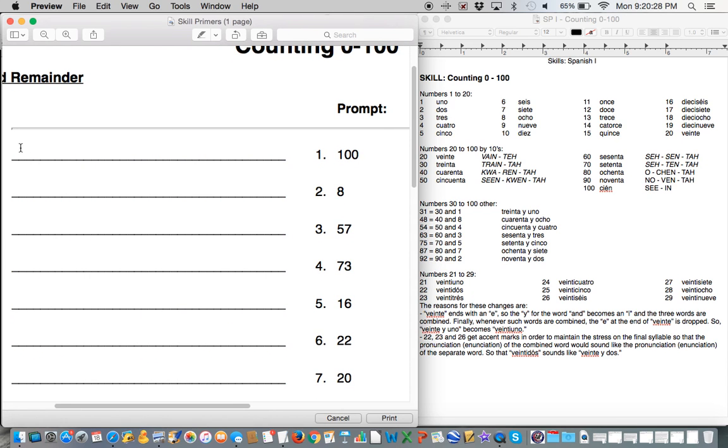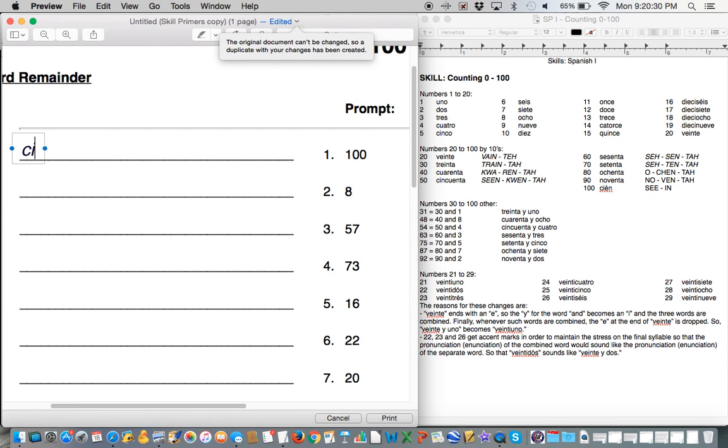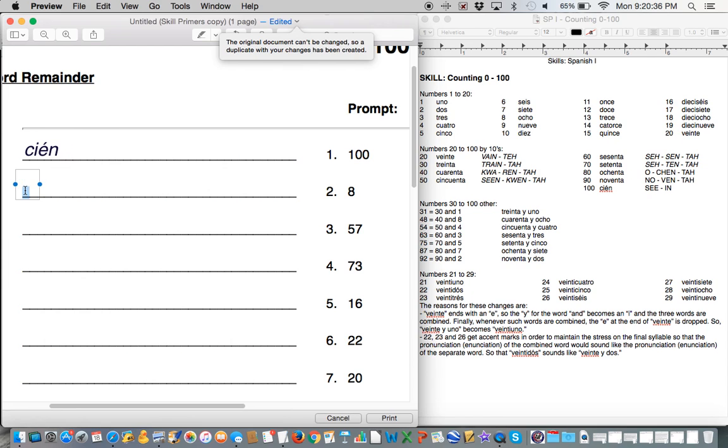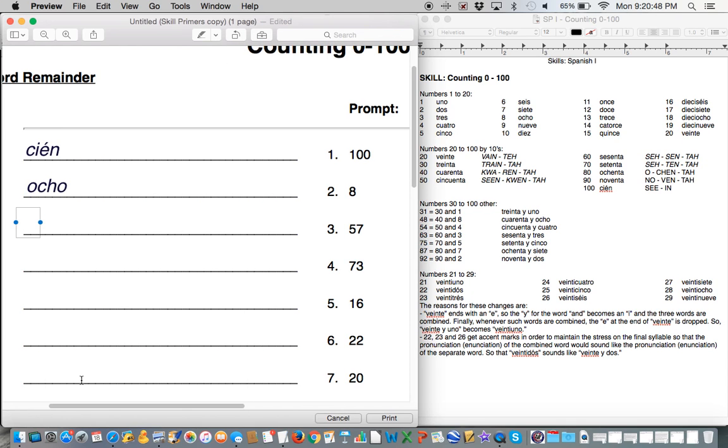So knowing number 1 here, 100 is cien. There's no explanation for that. That's a memorization. You can't be taught why 100 is cien. It's just that way. Number 2 here, 8 is ocho. There's no need to explain why. It just is.